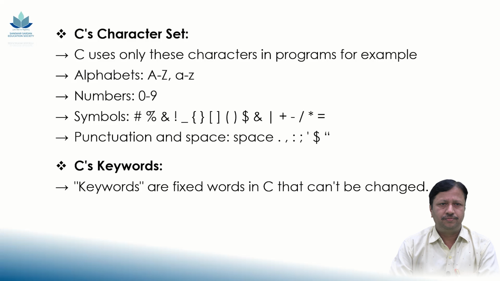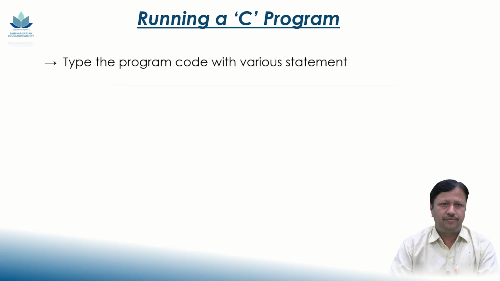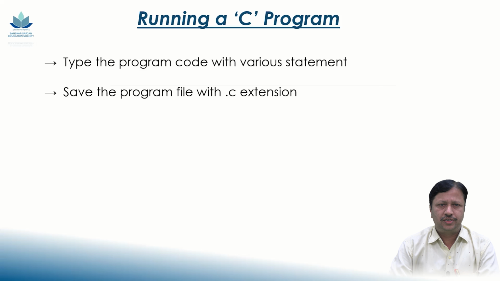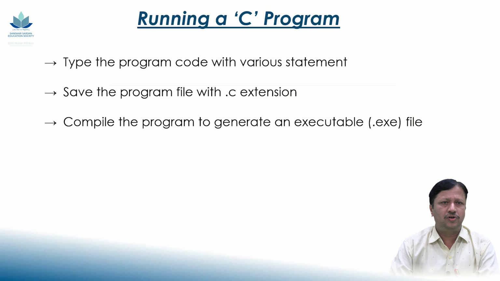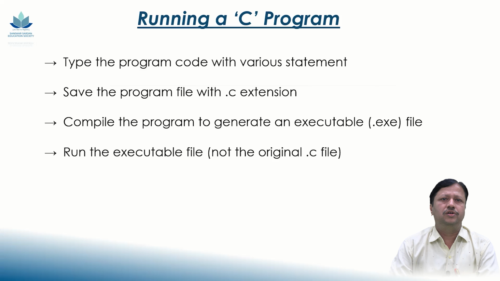Running a C program. Type the program code with the various statements. Save the program file with the .c extension. Compile the program to generate an executable .exe file. Run the executable file, not the original .c file. Note, compilation and running options vary by compiler.